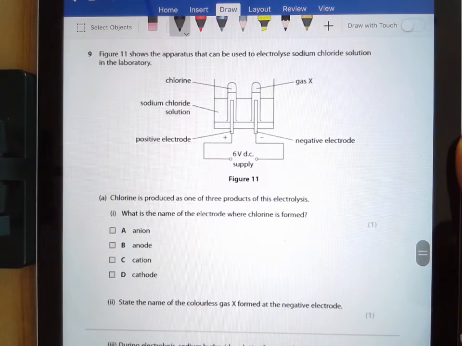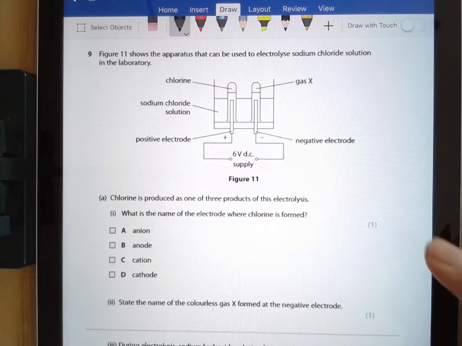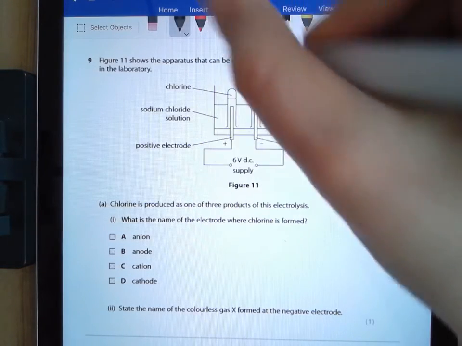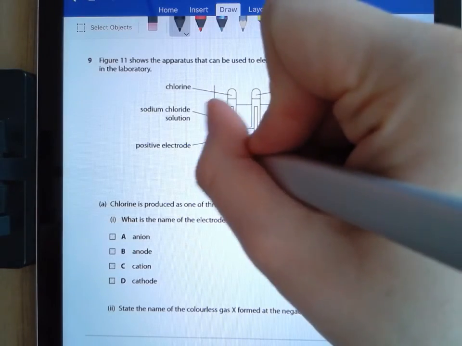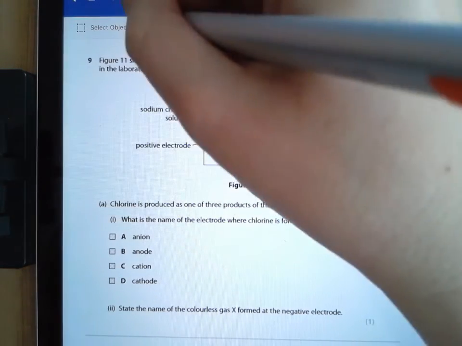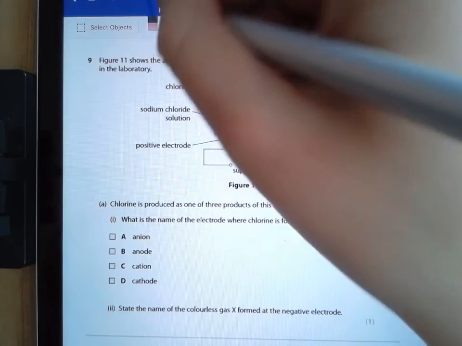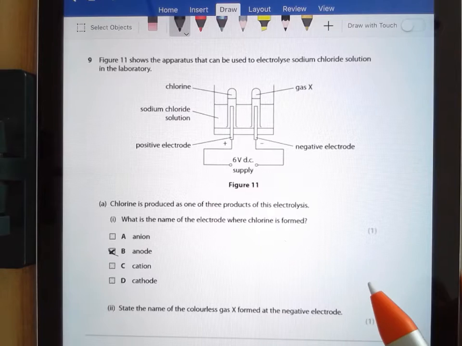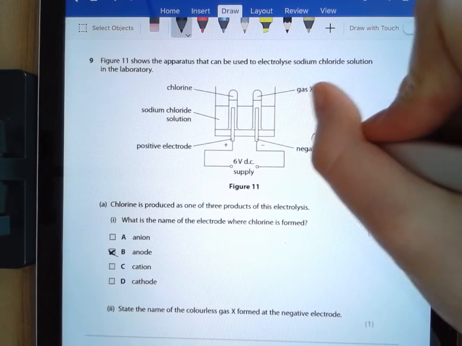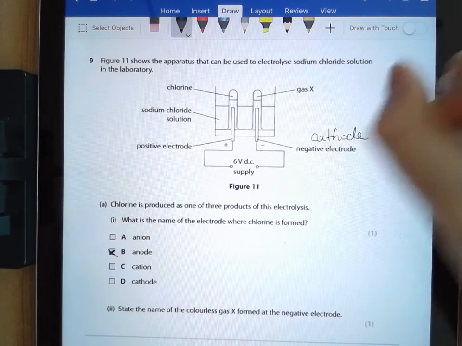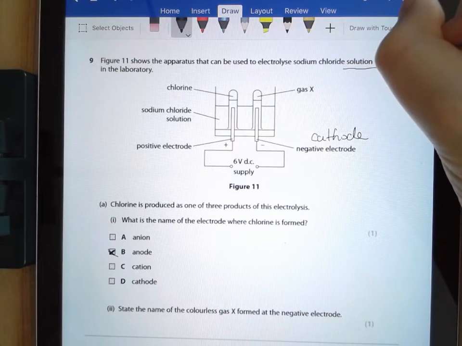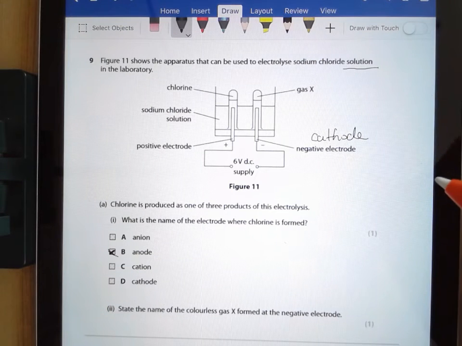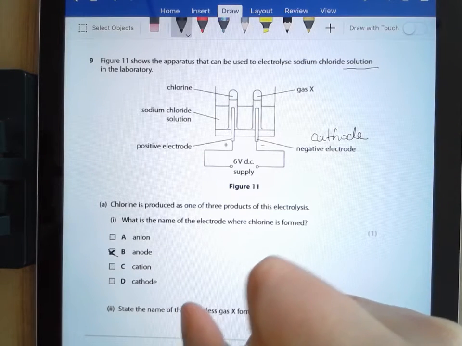Next one, we saw something very similar to this in yesterday's set of questions. Okay. It tells you the chlorine is being formed here at the positive electrode. It just wants to know what this positive electrode is called. We remember PANIC. Positive is anode. So I'm going to write anode. State the name of the colourless gas formed at the negative electrode. So you've got the negative electrode here, which is your cathode. It's a solution. And I know in a solution, if the metal isn't copper, then hydrogen gas is going to form. So I'm going to write hydrogen there.